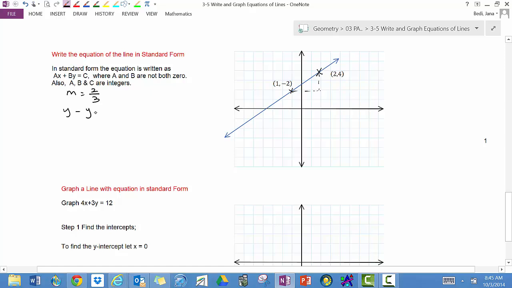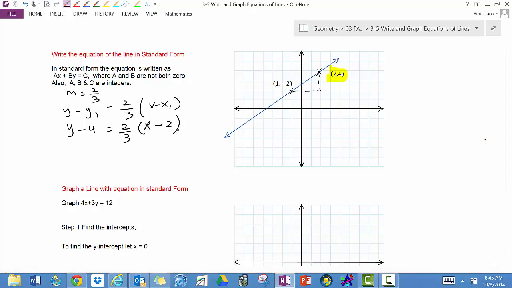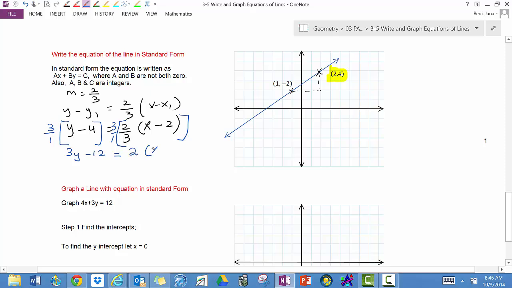In point slope form, we get y minus y1 equals 2/3 times x minus x1. So I'll pick the point 2, 4, and I get y minus 4 equals 2/3 times x minus 2. Now since I want all integers, what you want to do is get rid of this fraction. So I'm going to use a different color, put brackets around here, and multiply both sides of the equation by 3/1. So this gives me 3y minus 12. 3/1 times 2/3 is 2. I have got rid of my fractions because I want all integers, and then you just continue from there.